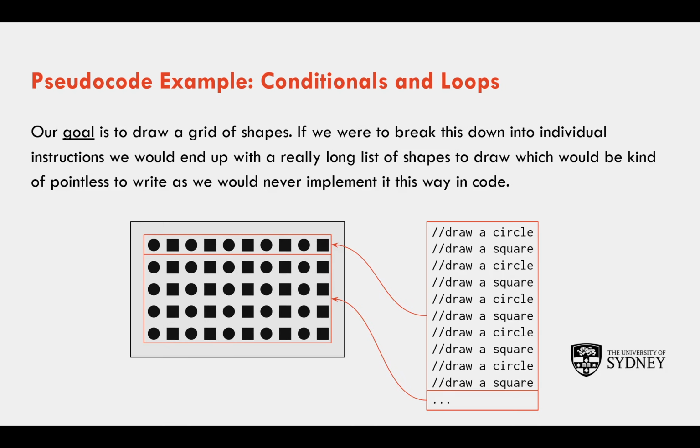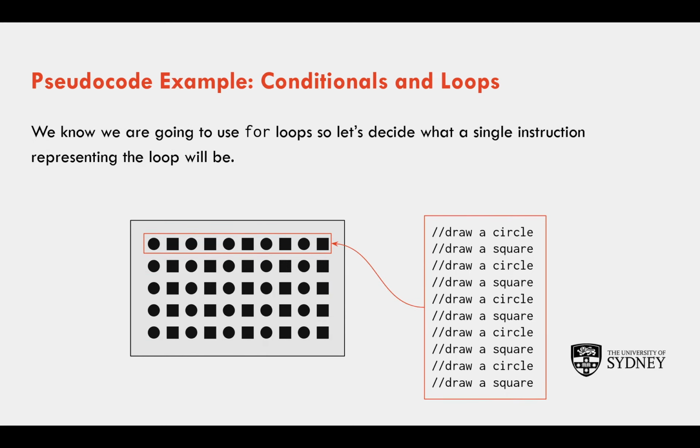So breaking this up, first identifying our goal is to draw a grid of shapes. But we can break this down into individual instructions. Obviously, with a for loop, you'd end up with a really long list of the same instruction over and over again, or sort of alternating instructions in this case. And this would be a bit long to write. So let's think of a way that we can turn this long list of instructions into a single instruction.